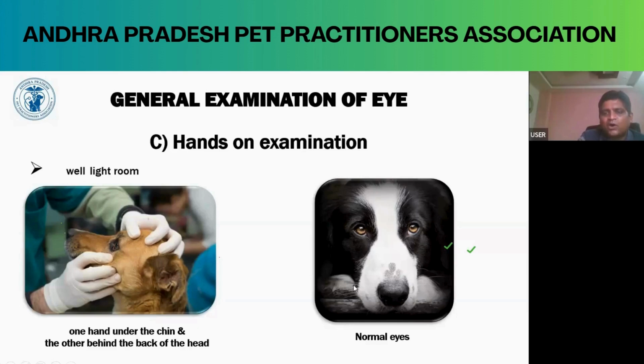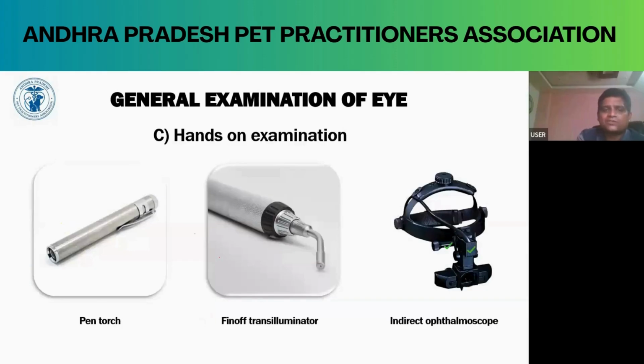In normal eyes, generally, you observe a bright color without any discharge, without any redness, and without bulging, which we can appreciate in the right side of the image. Generally for the hands-on examination, we can use the pen torch, which we commonly use. This pen torch has a light source and a switch button. Some pen torches are more advanced, having cobalt blue light, white light, and yellow light. We can also use the Finoff transilluminator, and we can also use the indirect ophthalmoscope.